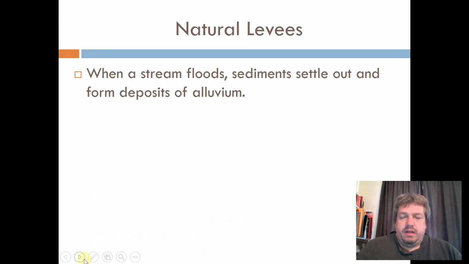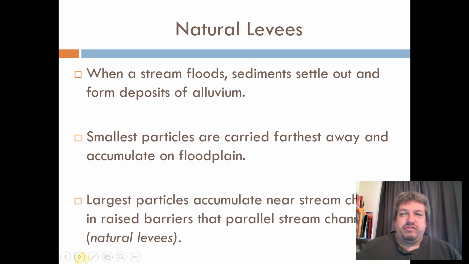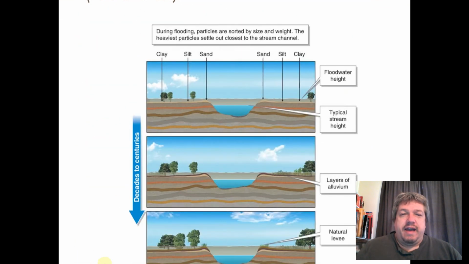Another thing that happens are natural levees. When a stream floods over a floodplain, it covers all this land with water, and then the water eventually dries up, it leaves behind this layer of dirt or mud. That's alluvium. But in a natural levee, what happens is, over hundreds of years, this building of sediments and the streams sort of interact, and it creates this natural raised barrier, a levee, high ground, right next to the river.